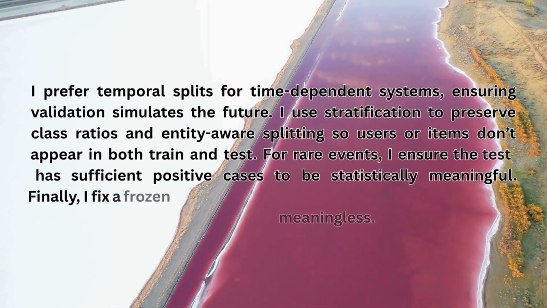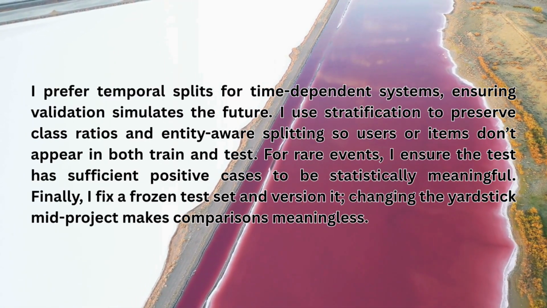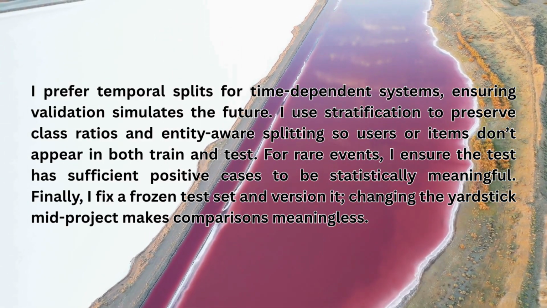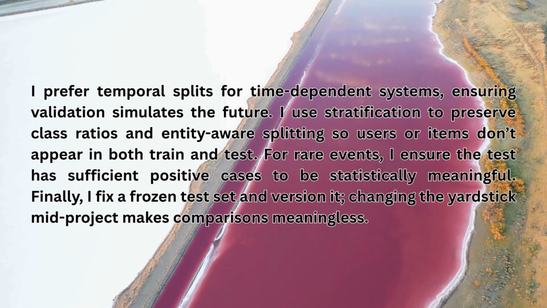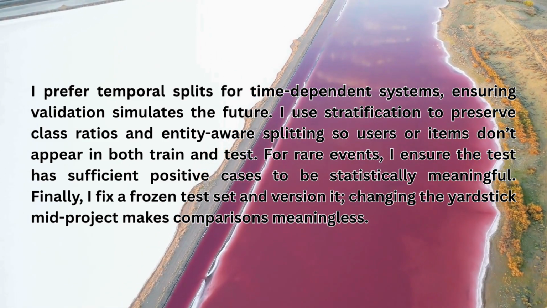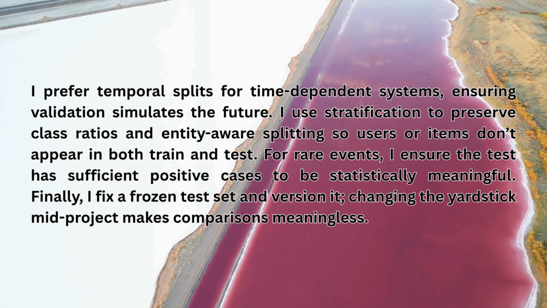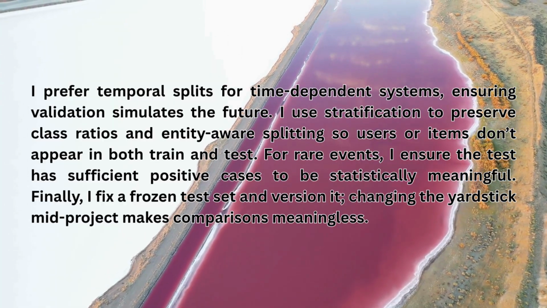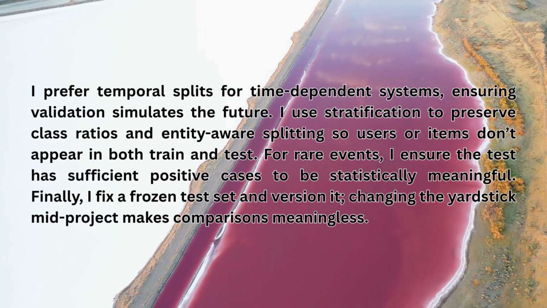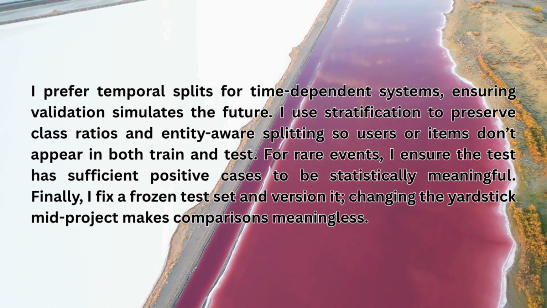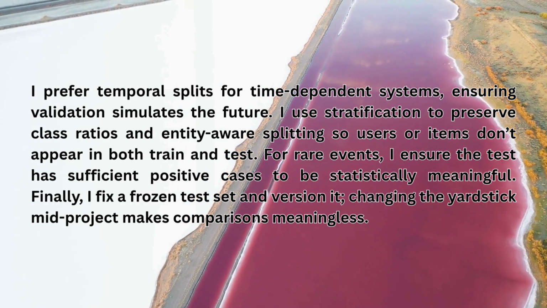How do you design train, validation, and test splits for real-world AI? I prefer temporal splits for time-dependent systems, ensuring validation simulates the future. I use stratification to preserve class ratios and entity-aware splitting so users or items don't appear in both train and test. For rare events, I ensure the test has sufficient positive cases to be statistically meaningful. Finally, I fix a frozen test set and version it. Changing the yardstick mid-project makes comparisons meaningless.